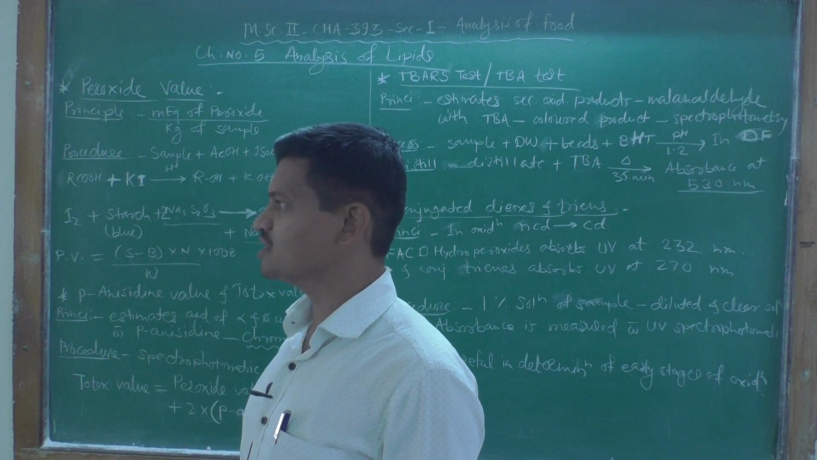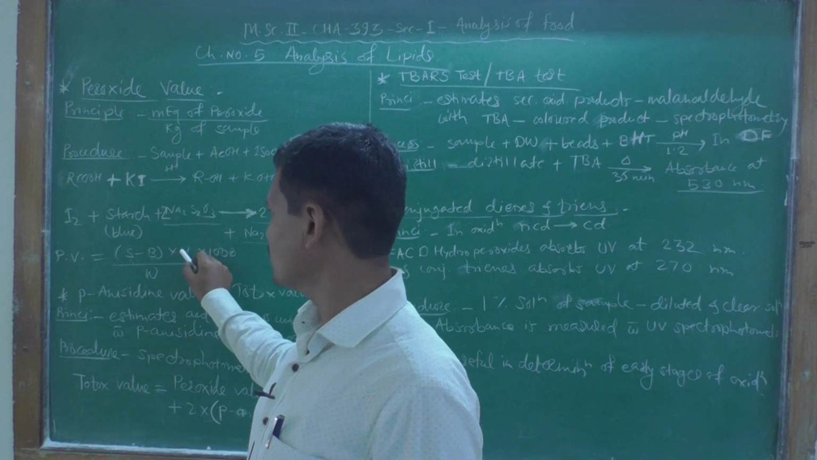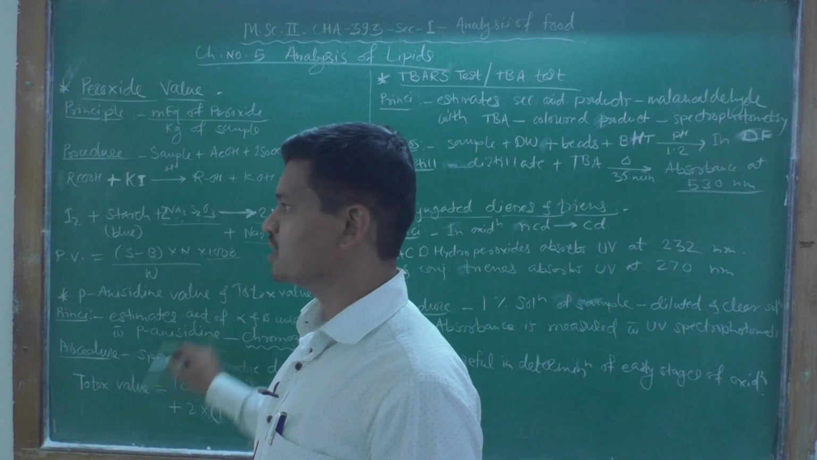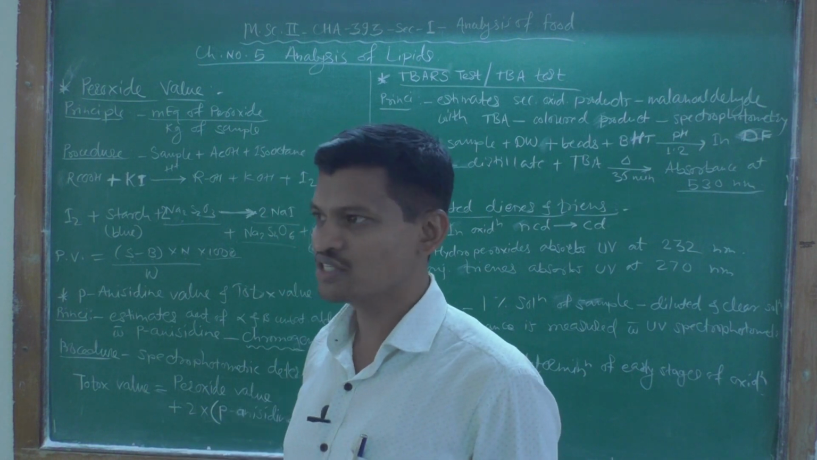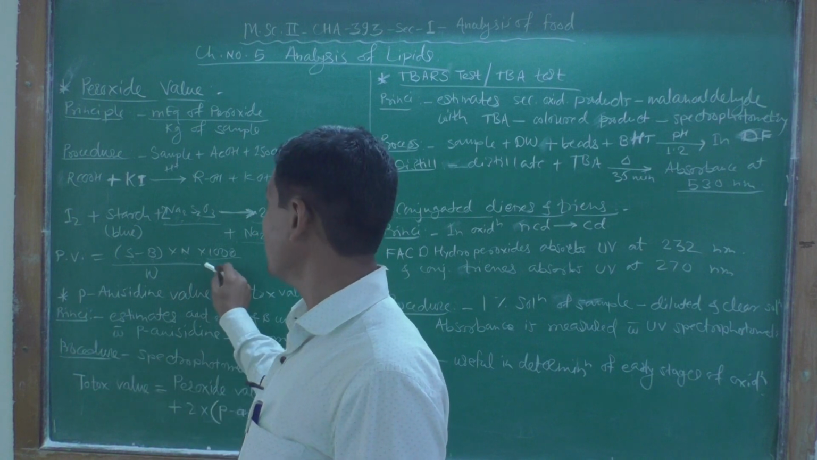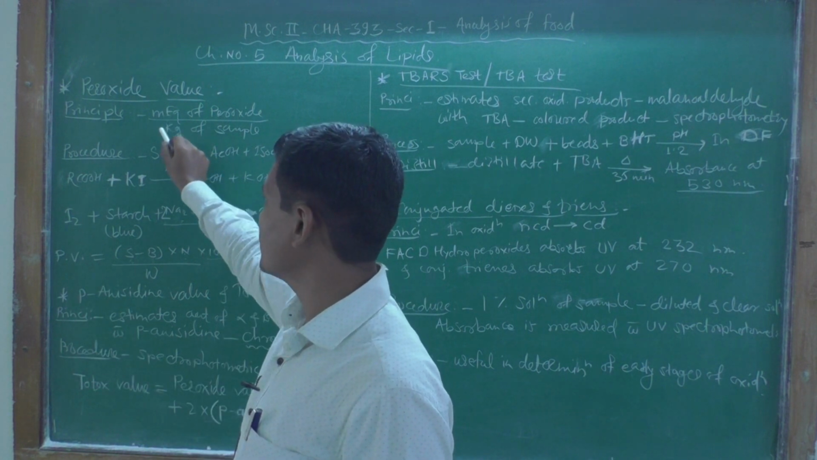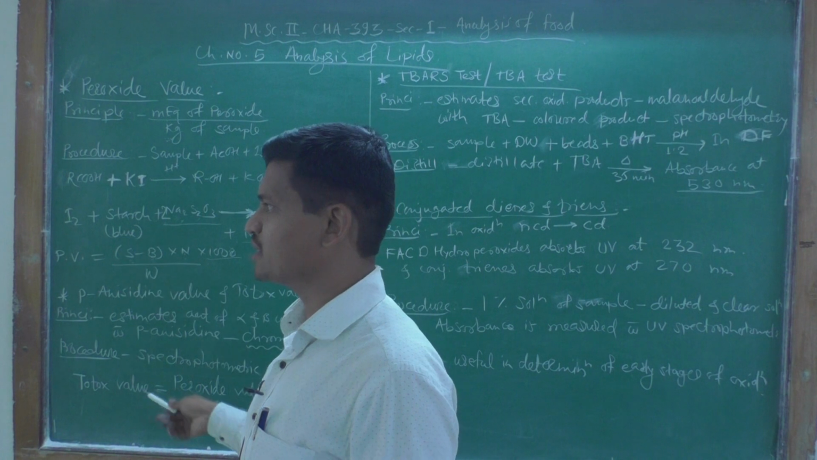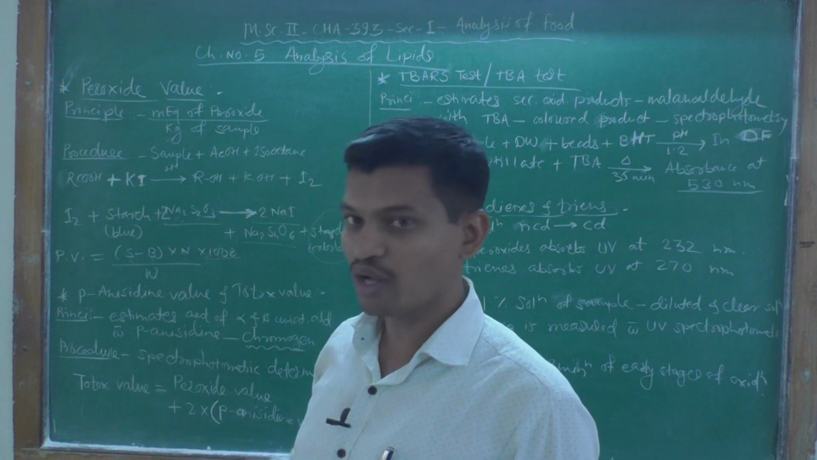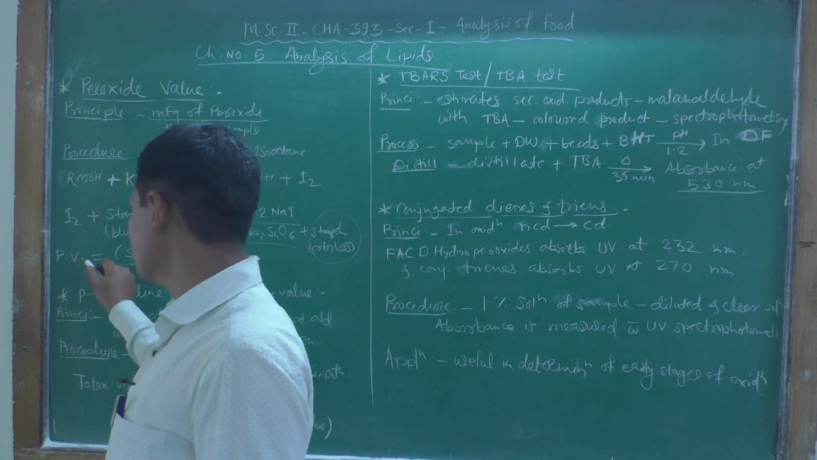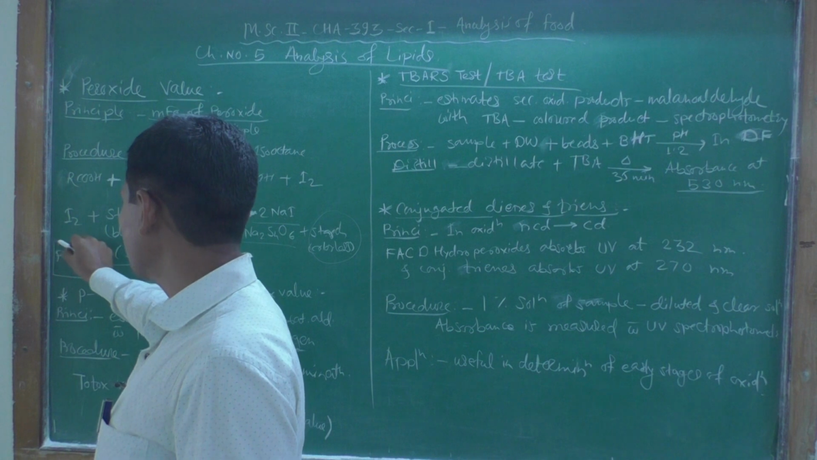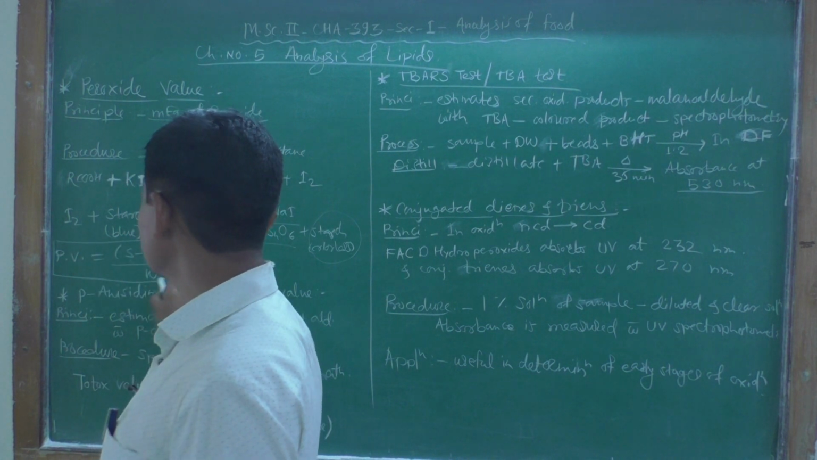N is the normality of this sodium thiosulfate. Then 1000 is the multiplying factor for gram to kilogram, because this is milliequivalent and this is per kilogram, so the multiplying factor is 1000 here, and it is divided by W. W is the weight of the lipid sample. In this way, the peroxide value in milliequivalents per kilogram of sample can be determined.